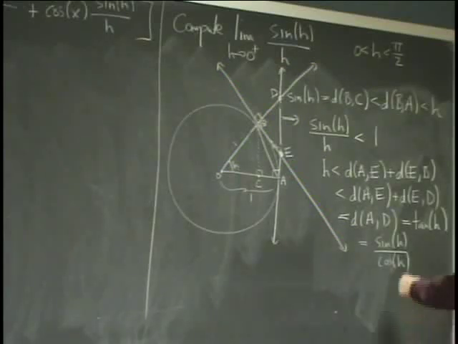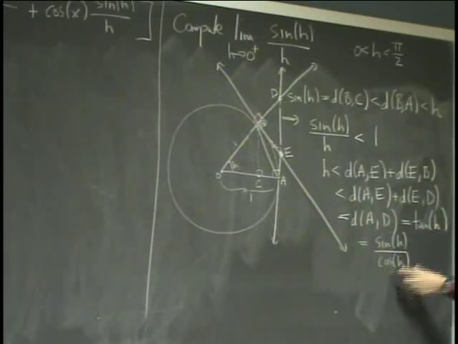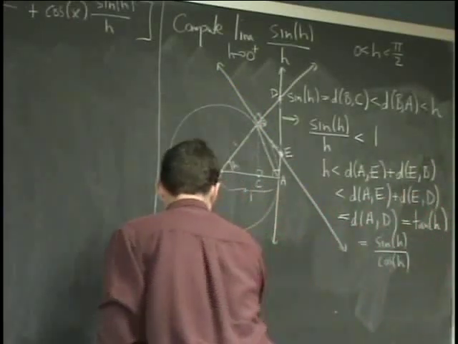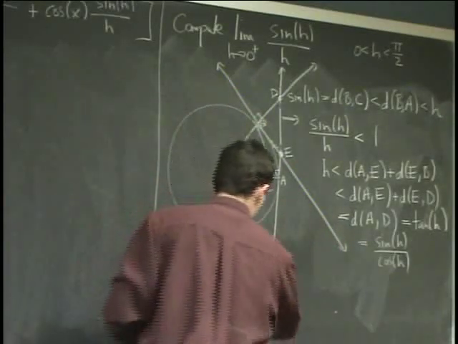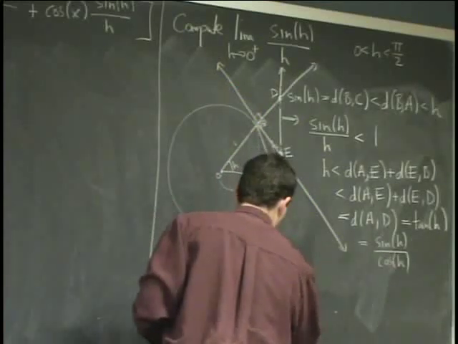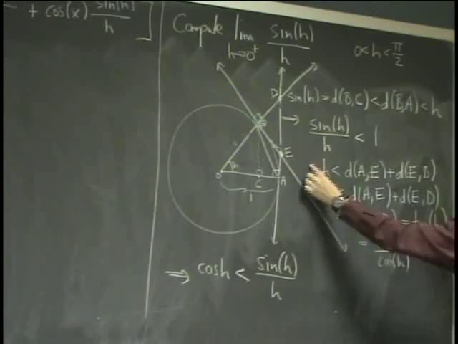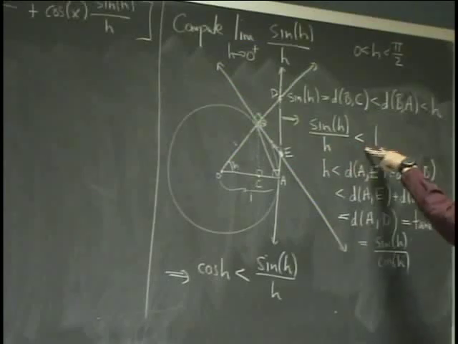Okay, fine. What if now I take this cosine, so I have h less than sine of h over cosine of h. I'm going to move the cosine over here and the h under here. And everything is positive because we're in the first quadrant. So this implies that cosine of h is less than sine of h over h. Remember, sine of h over h is the quantity we're looking at. That's what we want. So that's why we took this cosine of h and moved it over here, and took the h and put it there. But we also know that sine of h over h is less than 1.